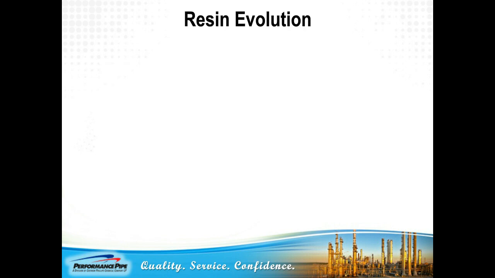Slide 8. The resin evolution. This chart shows the history of advancement of PE resin materials that now allow the same size PE pipes to operate at higher pressure ratings. Note the same size older PE3408 DR11 materials had a maximum design pressure of 160 psi, while the same size PE4710 material has a maximum design pressure of 200 psi.